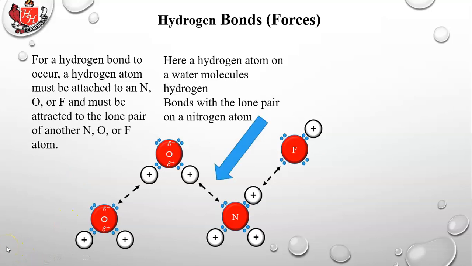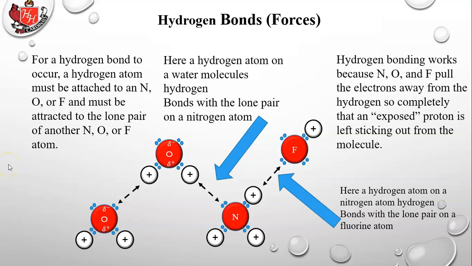Okay, and there you see the hydrogen bond between a proton, a hydrogen atom that's attached to an oxygen, and the lone pair on a nitrogen. So you can mix and match these hydrogen bonds. So hydrogen bonding works because nitrogen, oxygen, and fluorine pull the electrons away from the hydrogen so completely that an exposed proton is left sticking out from the other molecule, and that's attracted to the lone pair of either an oxygen, nitrogen, or fluorine.